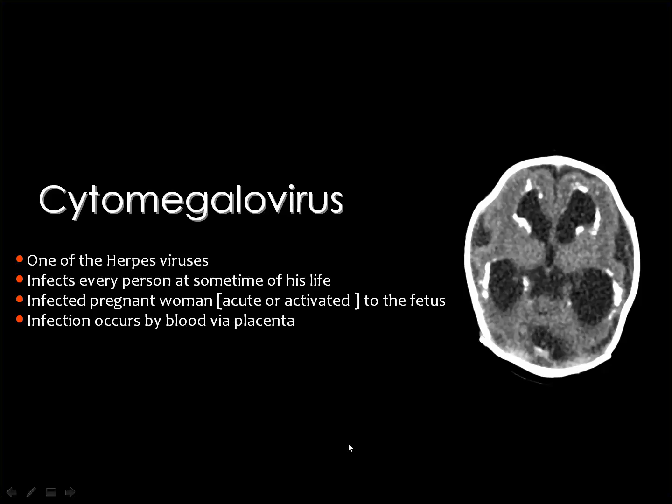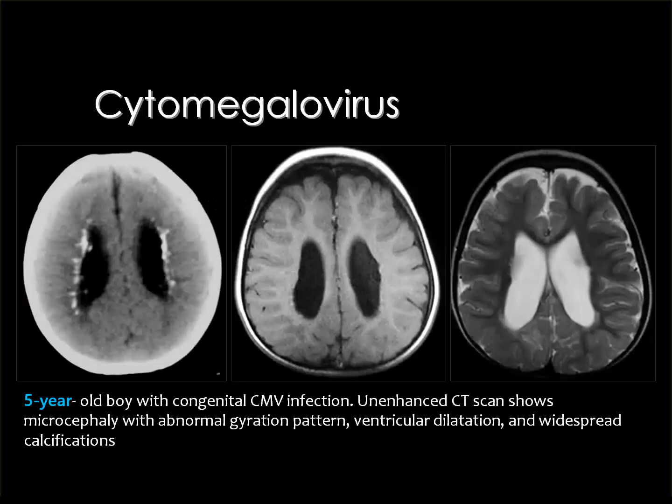TORCH is Toxoplasma, Rubella, Cytomegalovirus, and herpes simplex type 2. Cytomegalovirus is one of the viruses that belong to the herpes group, and they are present in the human body. They are activated when the immunity of the body is lowered, either due to systemic diseases like diabetes, for example, or systemic drugs like corticosteroids and immune inhibitors for organ transplantation, and so on.